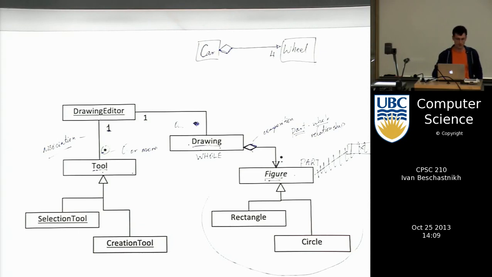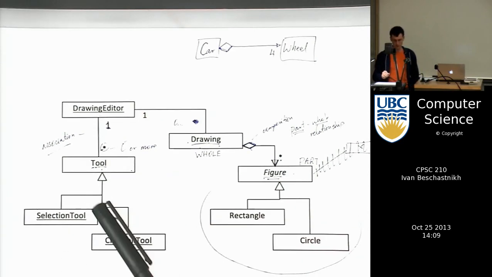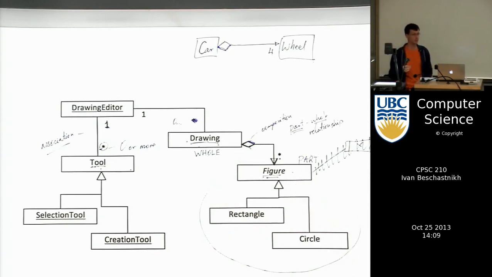So this project doesn't compile. It doesn't compile because these relationships, the associations between drawing and editor, drawing editor and tool, and drawing and figure, are not implemented. Okay, so we need to fill in the details.